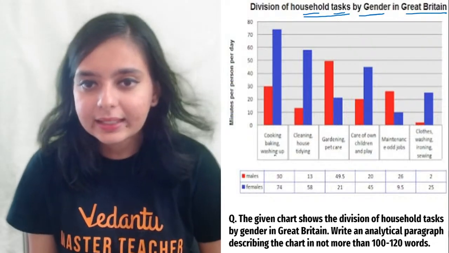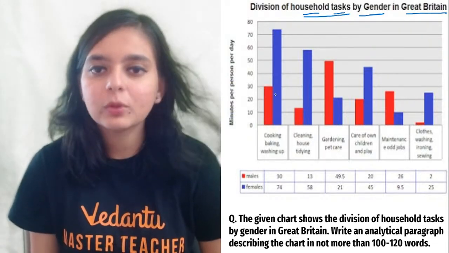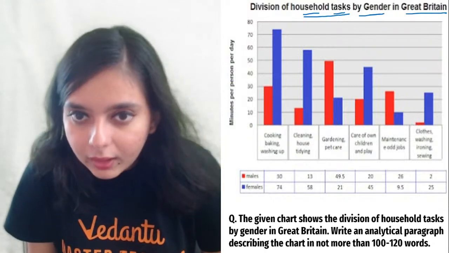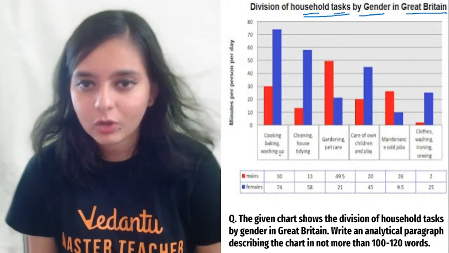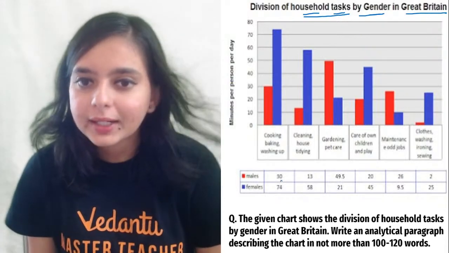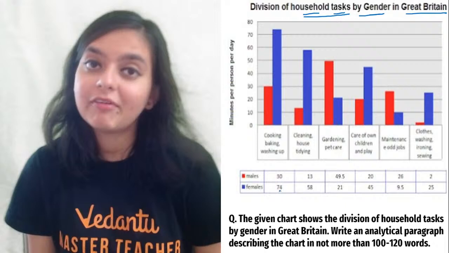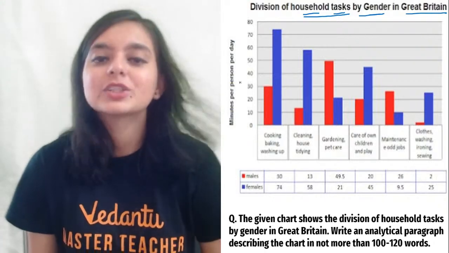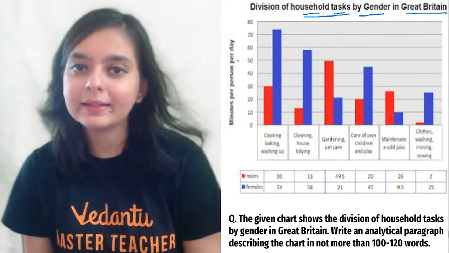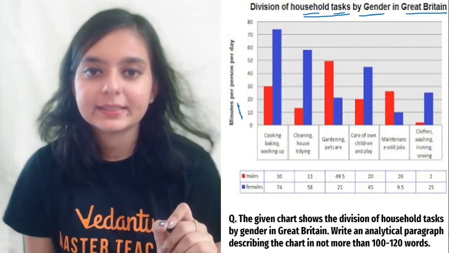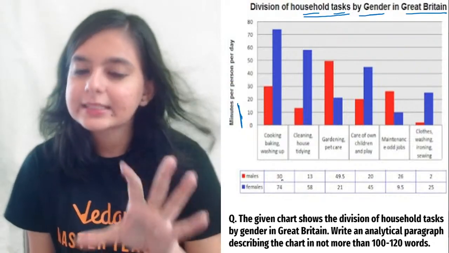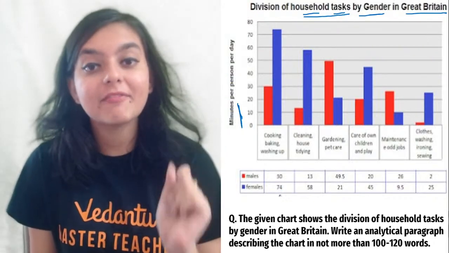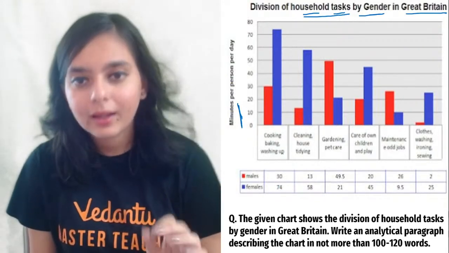The first one, the red one, is for males, and the blue graph is for the females, right? And you can see cooking, baking, washing. The first one is for cooking, baking, washing. So male is 30, female is 74. This is minutes per person per day. That means per person, how much he or she is spending on this task per day, and this is given in minutes, not in hours. So 30 means males are devoting 30 minutes per day for cooking, baking, washing. Females are devoting 74 minutes per day for cooking, baking, washing.